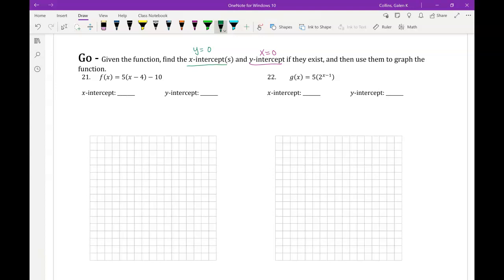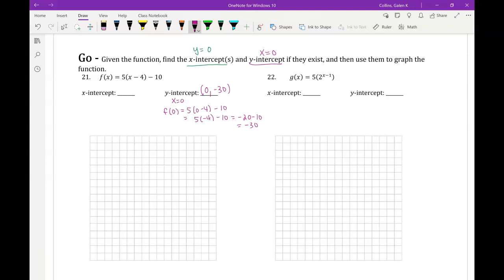So if I want to find the x-intercept, actually let's do the y-intercept first, it's going to be a lot easier. If I want to find the y-intercept, I'm going to substitute 0 for x in this function. So in other words, I'm just going to find f of 0. And I get 5 times 0 minus 4, all of that minus 10. So that is 5 times negative 4 minus 10, which is negative 20 minus 10, which is negative 30. So my y-intercept is the ordered pair 0, negative 30.